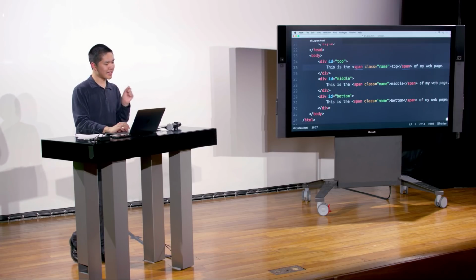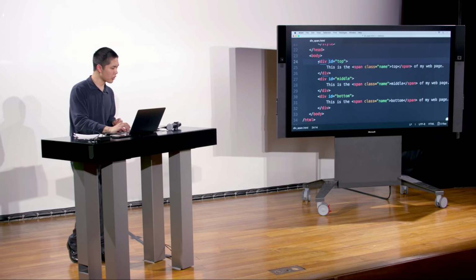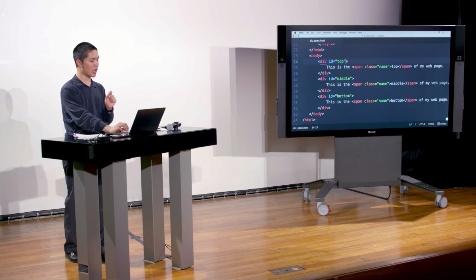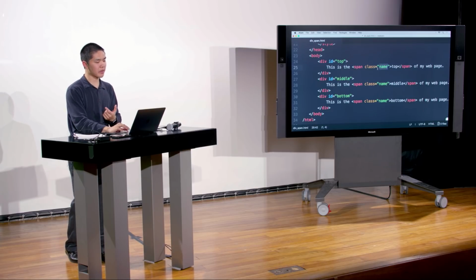The only difference is that an ID must be unique. So there can only be one HTML element called top, only one called middle, only one called bottom. But there can be as many things as I want that have a class of name, for example. And so generally speaking, if you want to style one thing and just one part of the web page, you use an ID. But if you want to style a bunch of different things, you'll use a class.